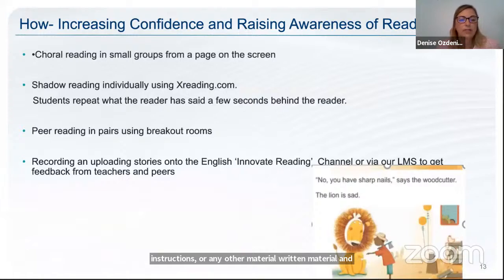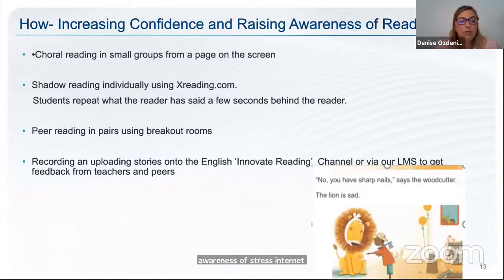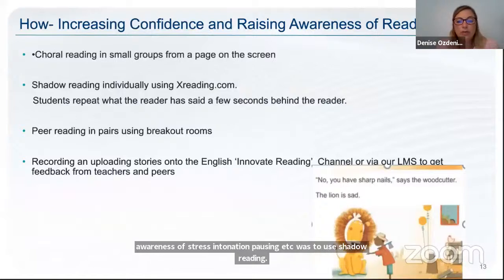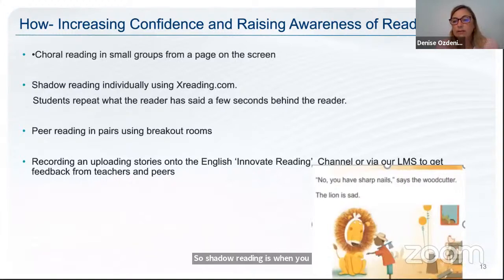Another way of encouraging confidence and raising awareness of stress, intonation, pausing, etc., was to use shadow reading. Now, you're at home, you can all shadow read what I'm doing now. So shadow reading is when you repeat what the reader says a second or so after. So you're mimicking their pronunciation. So, for example, read along in the house with me, or in whichever place you are with me. So students repeat what the reader has said a few seconds behind the reader. Okay, and you can do shadow reading with any of the X-reading books, because they're all recorded too.